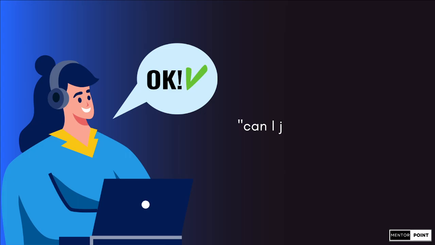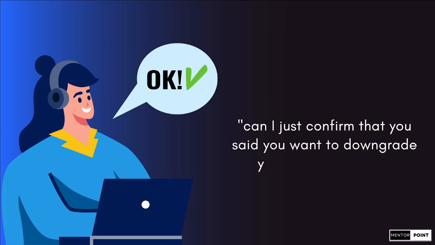Say, for example, can I just confirm that you said you want to downgrade your postpaid plan? All they have to do then is say yes. That is the most basic way to confirm. Let's say you ask for a phone number and the customer gives the information 912-2756. The best way to confirm is to repeat the information back to the customer.